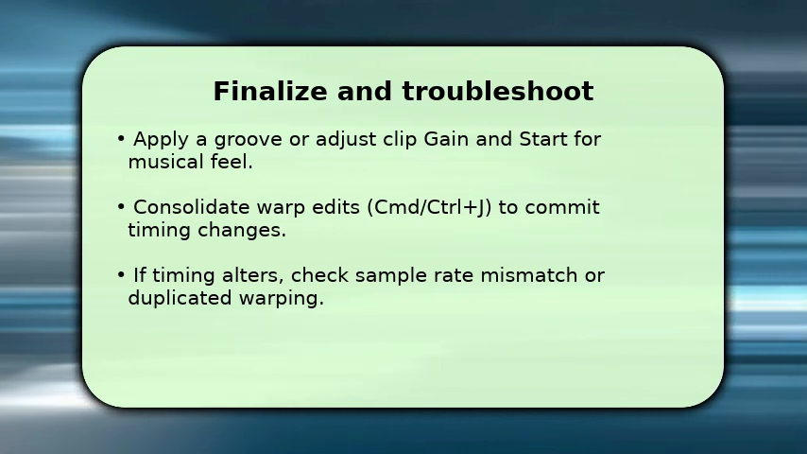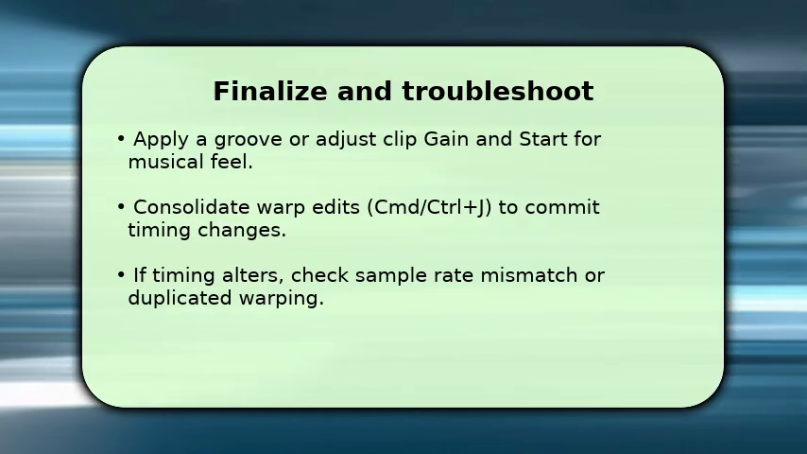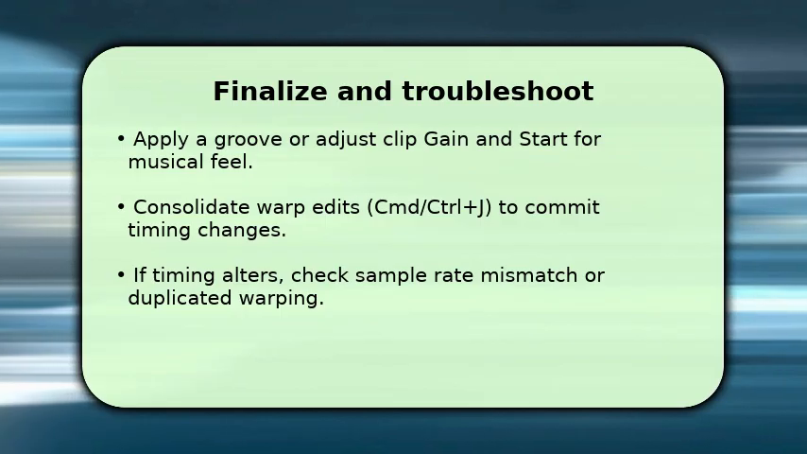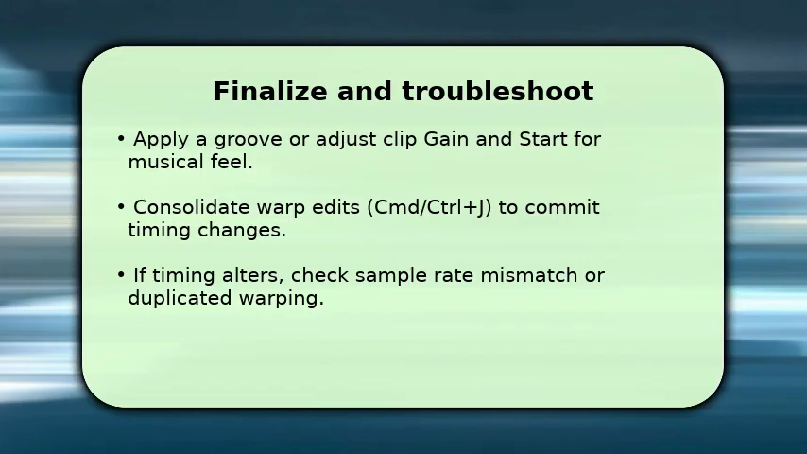Make sure the master BPM hasn't changed unexpectedly. If it did, undo and relock your warp markers. If you hear artifacts, switch warp modes or resample at the project rate, a key troubleshooting step. Confirm the file's sample rate matches the project and disable any duplicate warping that causes phasing or timing shifts.